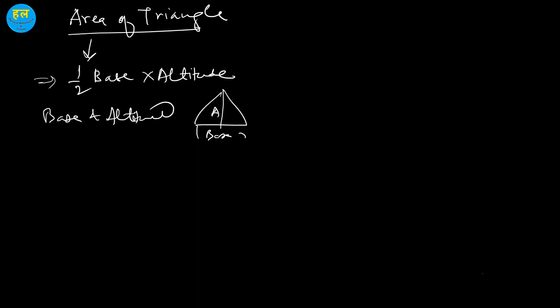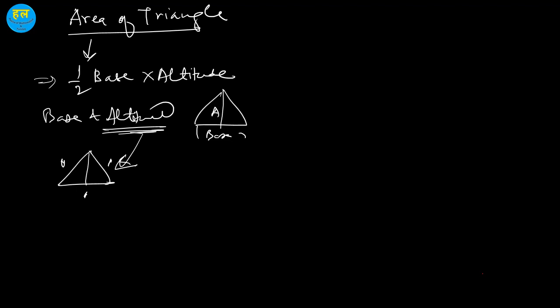But what if we don't know the altitude? If we don't know the altitude, it will be very difficult for us to find the area of the triangle. But what if we know the sides of the triangle, like this one and this one, but we don't know the altitude? One way is to find the altitude and then find the area, and another way is given by the mathematician Heron. He gave us the formula for the area of a triangle by using the sides of the triangle.